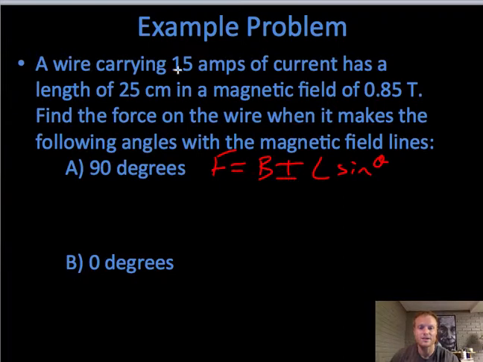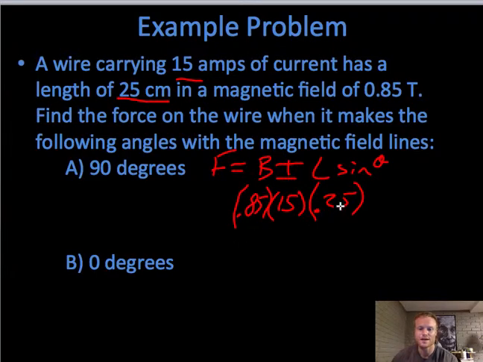A current carrying wire of 15 amps. So that's I, 15 amps. All right, cool. Has a length of 25 centimeters. Notice this is trying to trick you. They have it in centimeters. We can't use centimeters in this equation. We have to change this to meters. So basically you're going to divide by 100. It is 0.25 meters. In a magnetic field of 0.85 Tesla. So B is 0.85 Tesla.